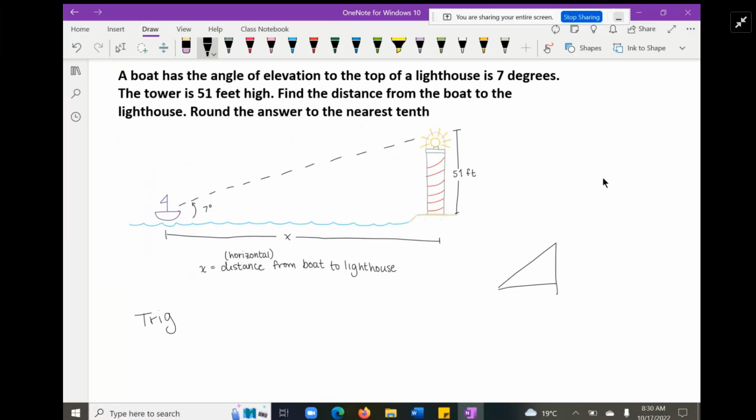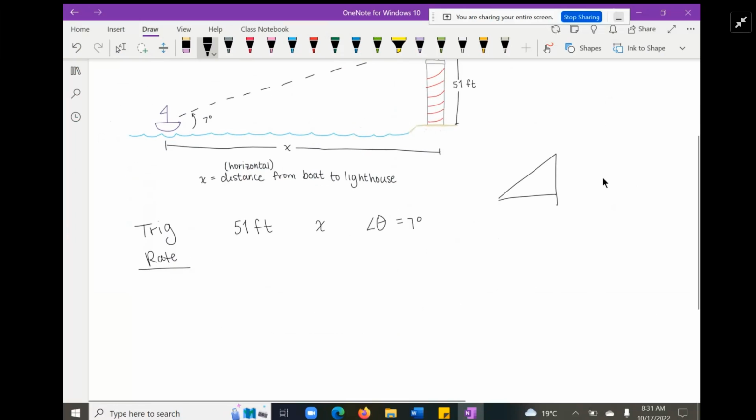Because we have the side that the lighthouse is 51 feet, and the distance is x, but we don't know what the third side is. However, we have an angle, which we tend to call theta, which is 7 degrees. These 3 pieces tell me that I can use a trig ratio. There's the big 3 that we know of: sine, cosine, and tangent. And if you remember SOHCAHTOA, then you recognize what each of the ratios are.